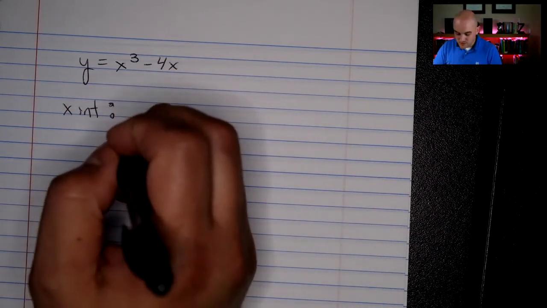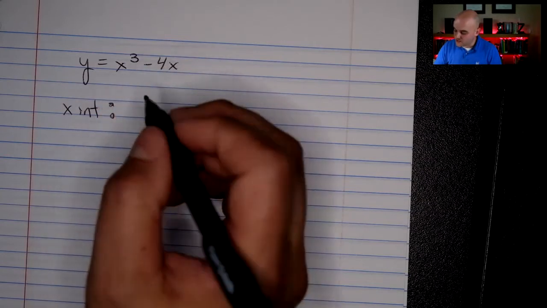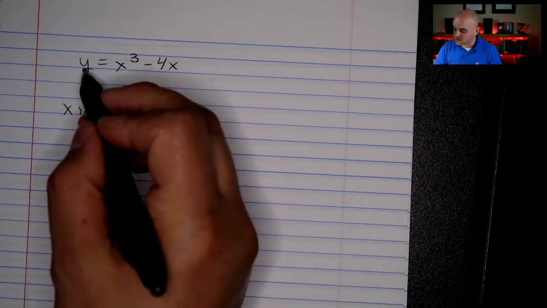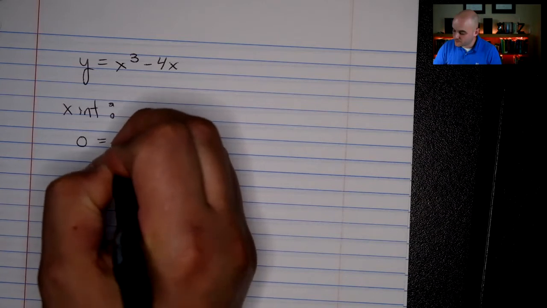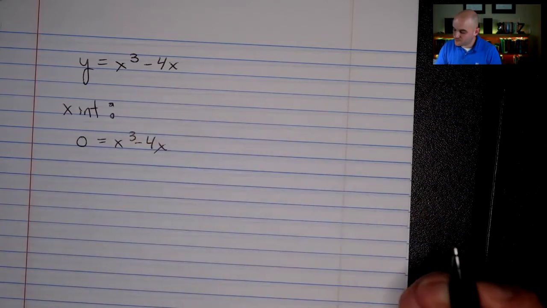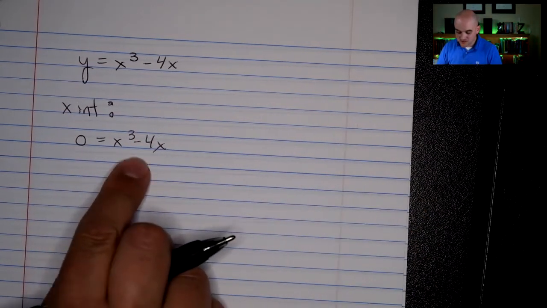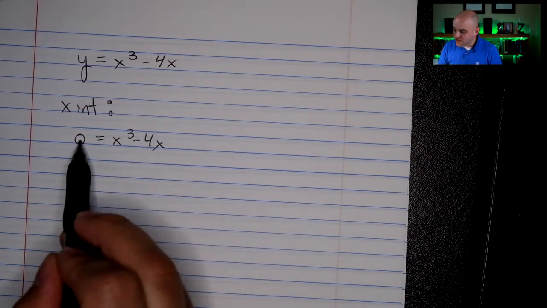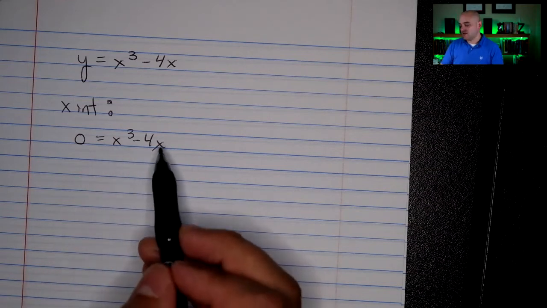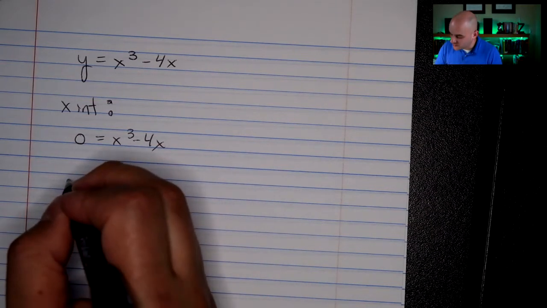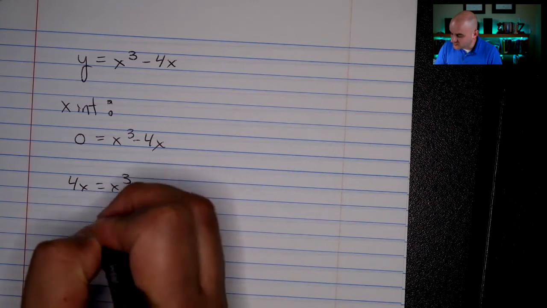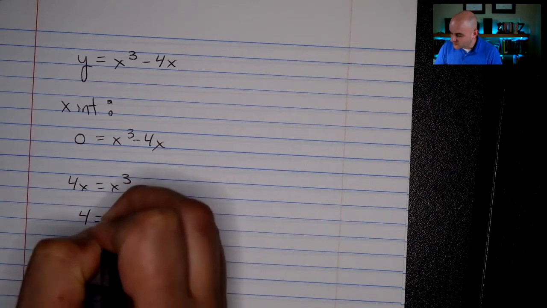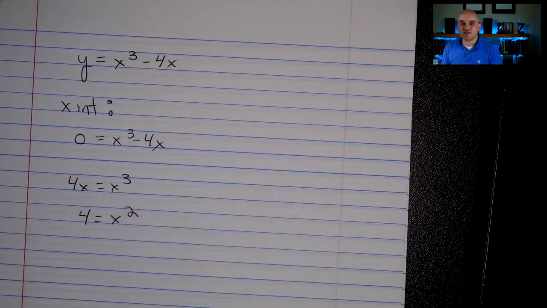So the x-intercept once again happens when your y value is 0. That's when it's crossing the x-axis. So we put 0 in for y. And now we got to solve this thing for x. So be careful here. This is what you don't want to do. Don't add 4x to both sides and then divide by x. Don't say 4x equals x cubed, so 4 equals x squared. That's not what you want to do. You'll get part of the intercepts, but you won't get them all.